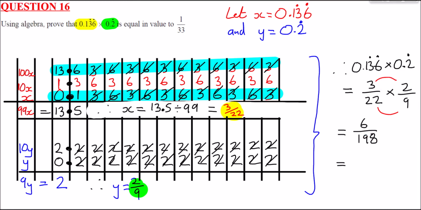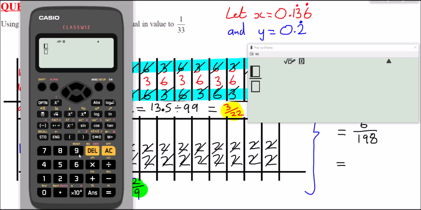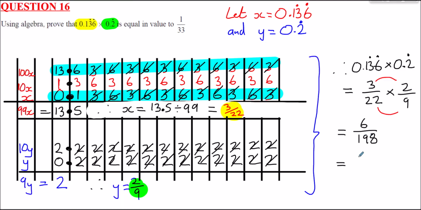Then 6 over 198, fingers crossed this will simplify to what we need it to. 6 over 198, divide both top and bottom by 6, we do indeed get 1/33, which is what we wanted to prove all along anyway. So that's it proven, therefore we've sorted out question 16 and it's done.